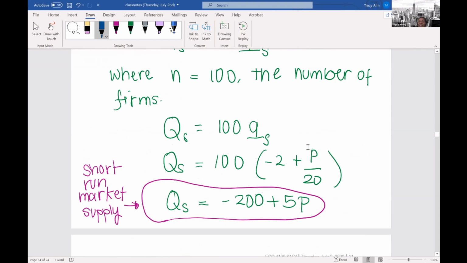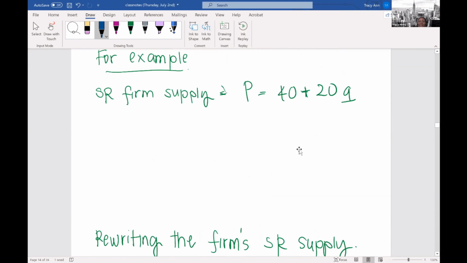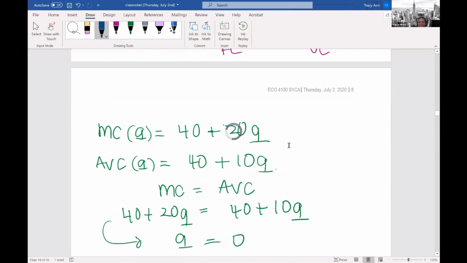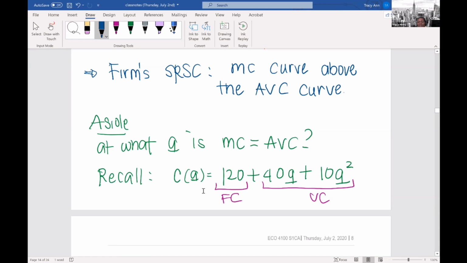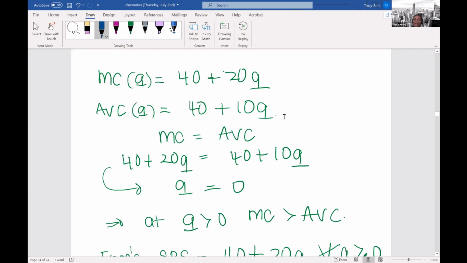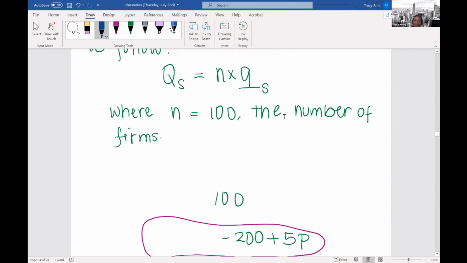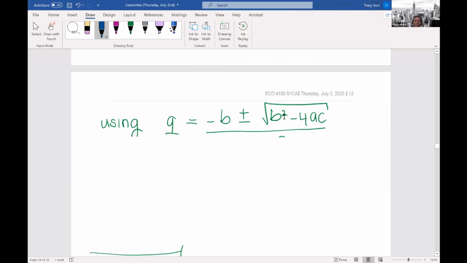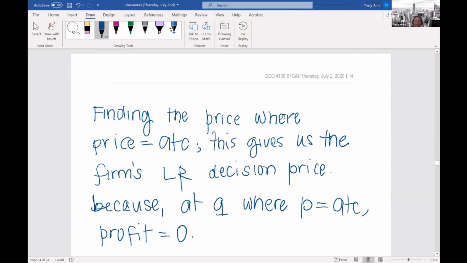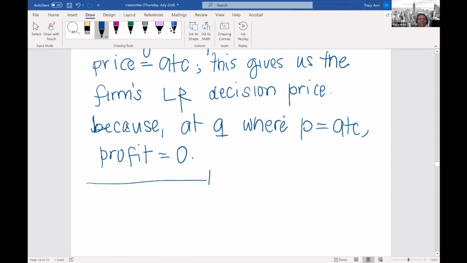But let's use, for example, just to make our life nice and easy, let's go back to this cost function that we had from before. So let's use, where's my cost function? And hopefully this is better. Well, no, it's no better. I have a cost function that is equal to 120 plus 40Q plus 10Q squared. Let's try that. So here, consider the cost function.